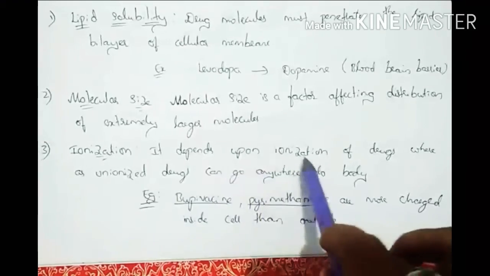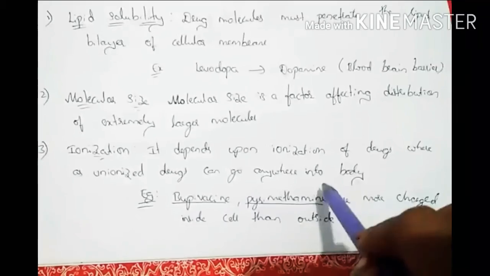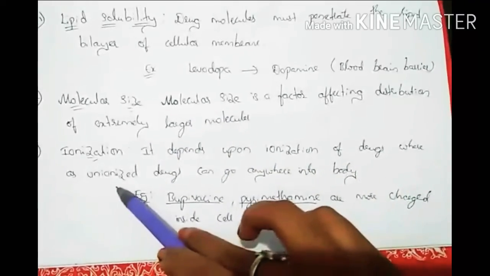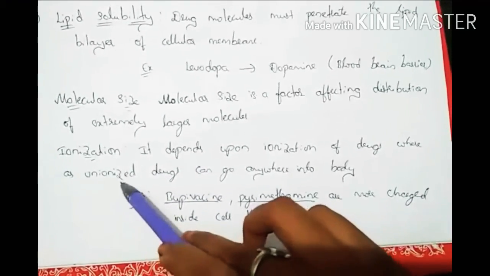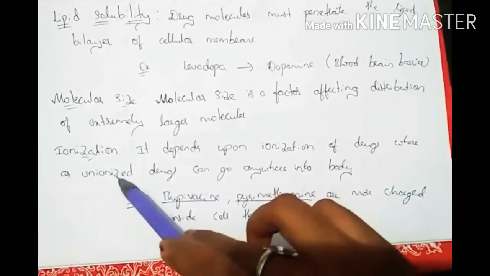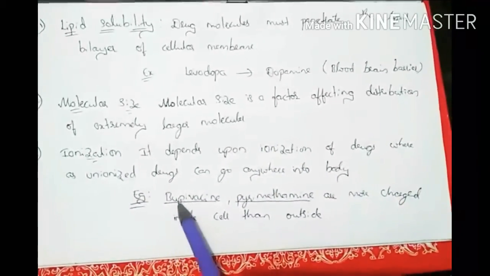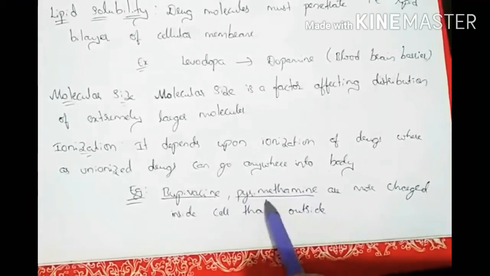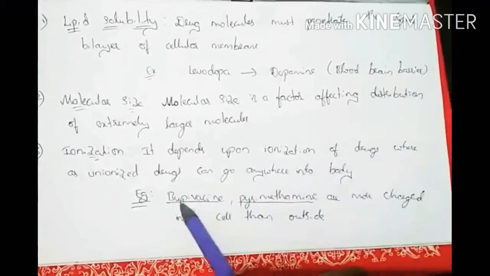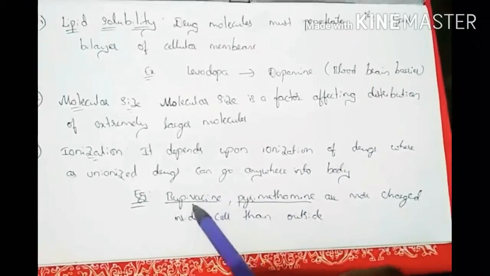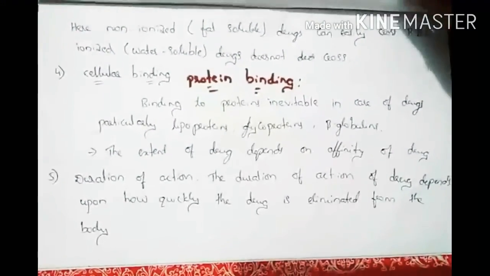Ionization: it depends upon the ionization of a drug. An unionized drug can go anywhere in the body. Here, unionized drug means nothing but a fat soluble drug. It is non-ionized, or unionized, and fat soluble. It can go anywhere in the body. For example, bupivacaine and pyrimethamine are more charged inside the cell than outside. So it is a local anesthetic, and it is charged more in the cell compared to the outside of the cell.